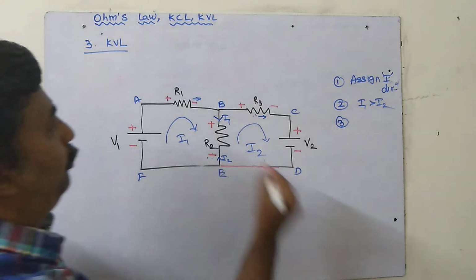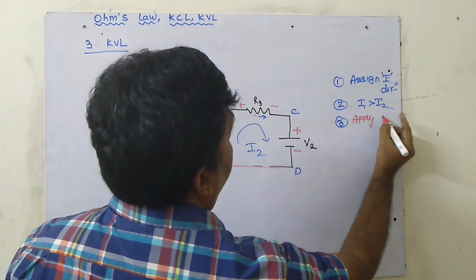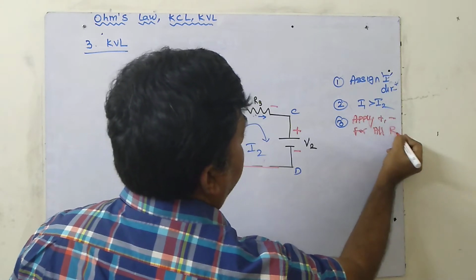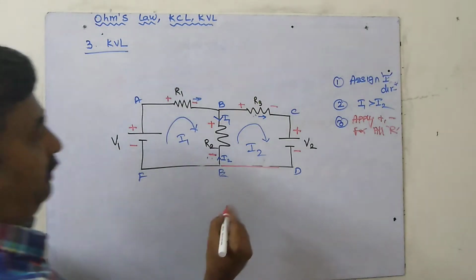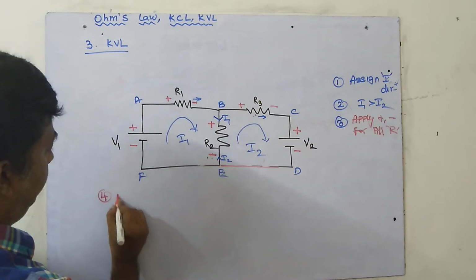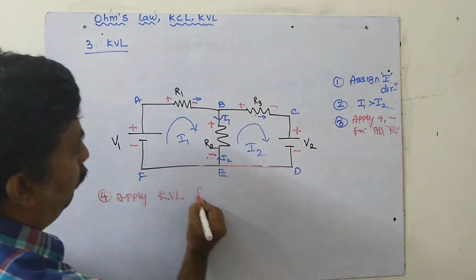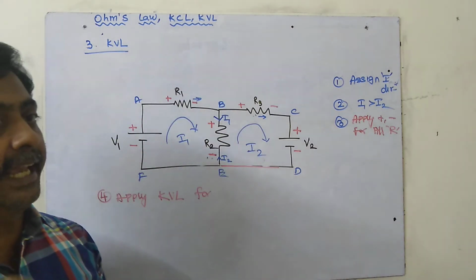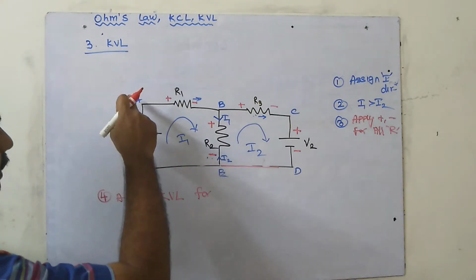So that is how we apply plus minus for all resistors. This is the third step. The fourth step is to apply KVL, Kirchhoff's voltage law, for the first mesh. In which direction will we apply Kirchhoff's voltage law? In the anti-clockwise direction.